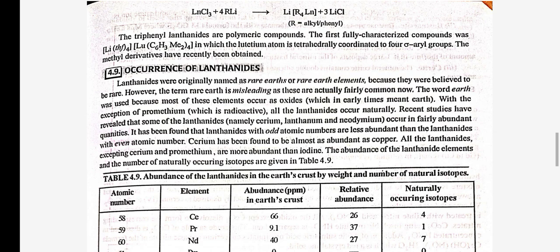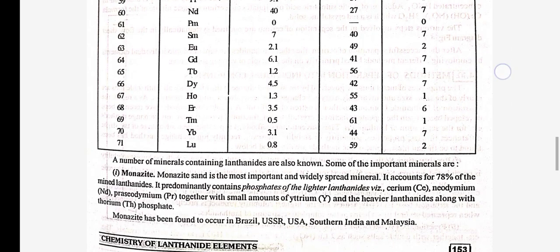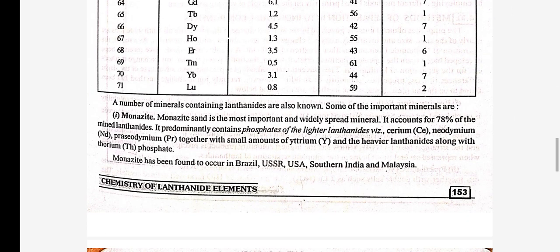All the lanthanides excepting cerium and promethium are more abundant than iodine. The abundance of the lanthanide elements and the number of naturally occurring isotopes are known. A number of minerals containing the lanthanides are also known. Some of the important minerals are monazite.